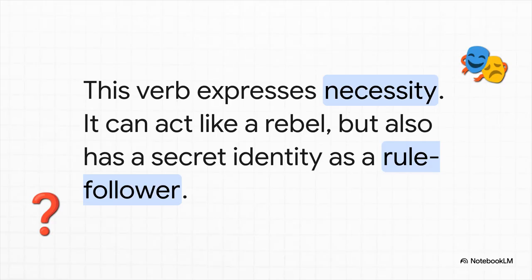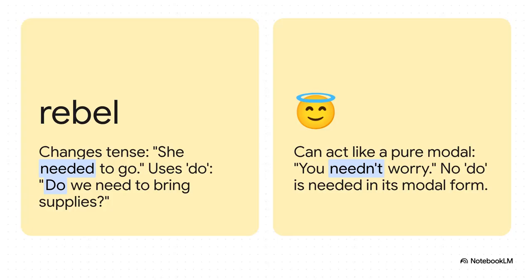Okay, now the case of need to is really fascinating. This rebel seems to have a bit of a split personality. Sometimes it breaks the rules, and other times it follows them perfectly. I mean, just look at this. On the left, it's a total rebel. It changes tense, she needed to go, and it uses do for questions. That's standard semi-modal behavior.